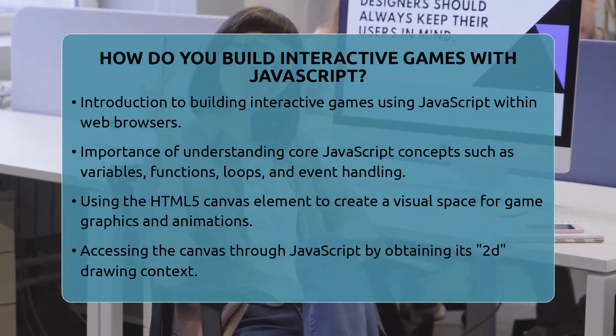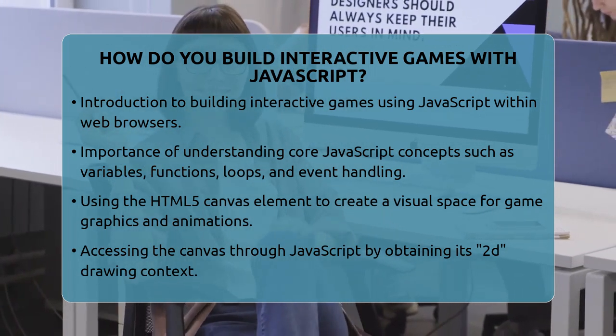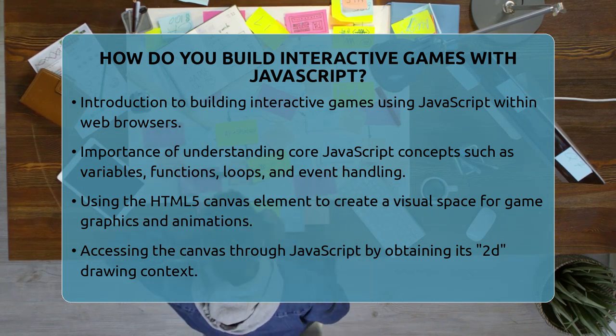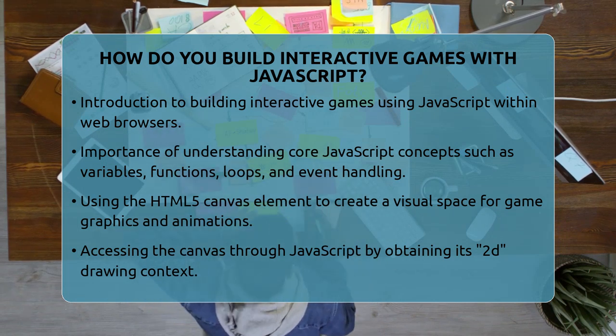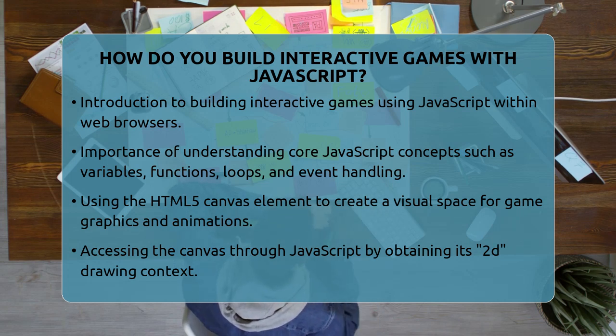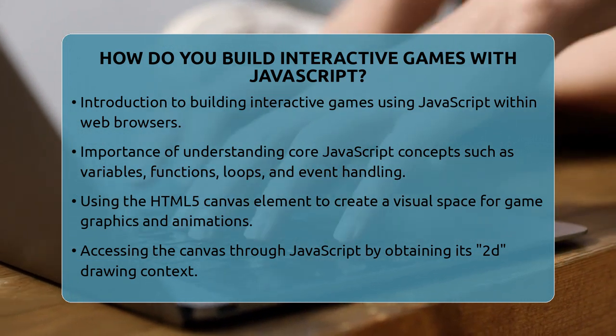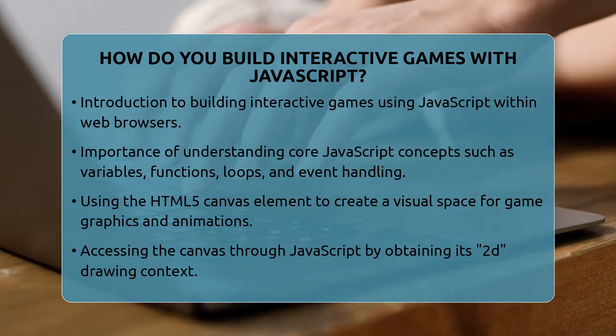First, you need to understand some core JavaScript concepts like variables, which store data, and functions, which perform actions. Loops help you repeat tasks, and event handling lets your game respond to user actions like clicks or key presses. These basics are the building blocks for game logic.